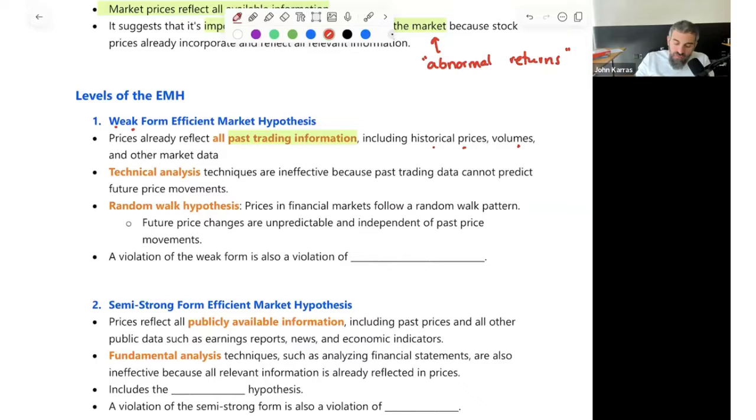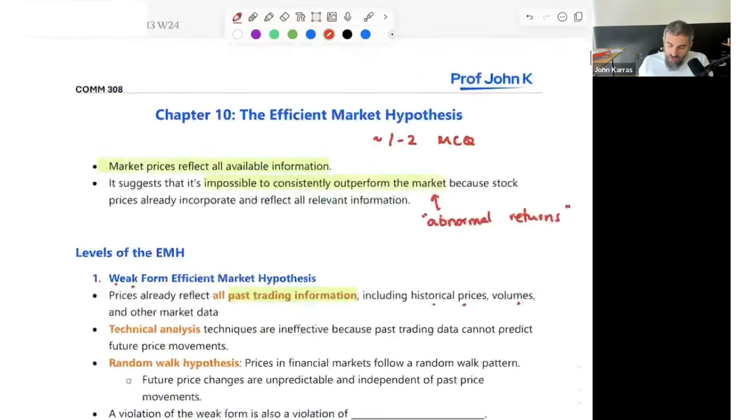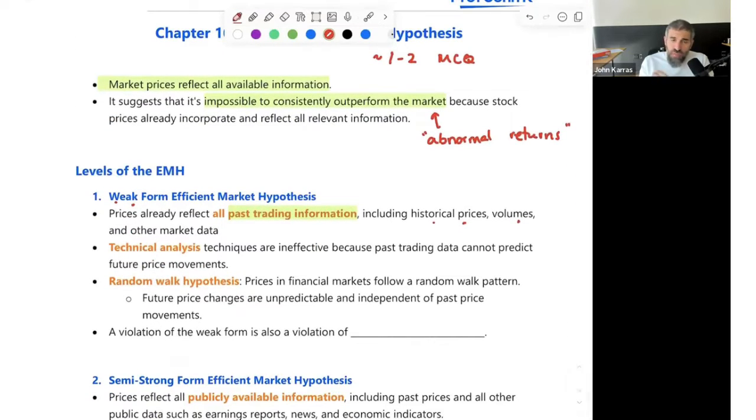Now, people who believe in the weak form of the efficient market hypothesis believe that only this type of information is reflected in the price. So remember what the efficient market hypothesis is, that the market price reflects the available information. So the three levels basically define information differently. If I believe in the weak form, then I believe that the price you see in the market only reflects historical data. That's it. It doesn't reflect any other type of information that we'll talk about.